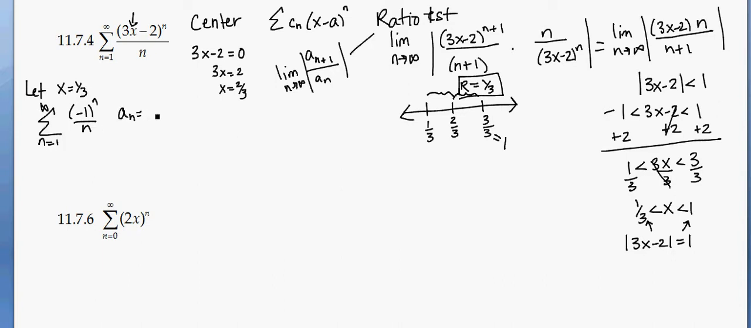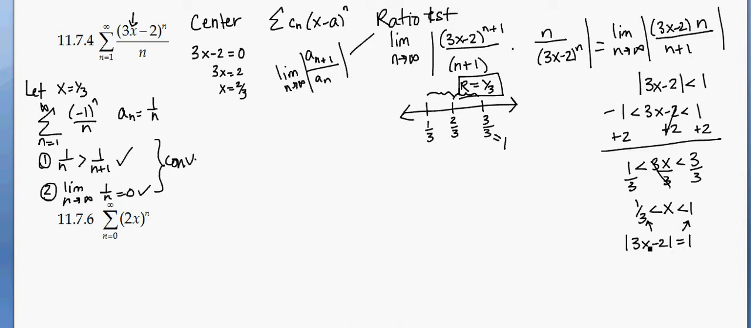So it's alternating with a sub n being 1 over n. So we know that 1 over n is going to be greater than 1 over n plus 1. So that's satisfied. And we know that as n goes to infinity, 1 over n goes to 0. So we know that this series converges. It actually converges conditionally because this is the harmonic, but we don't really care about that. It converges. And so that was when x equals 1/3. So that converges. It's going to be in our interval of convergence.